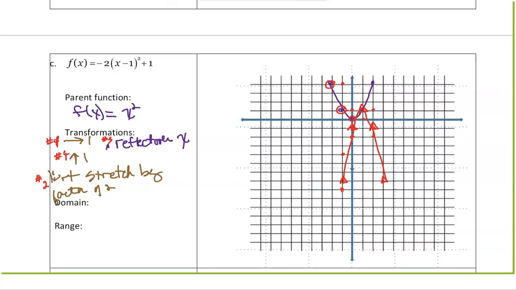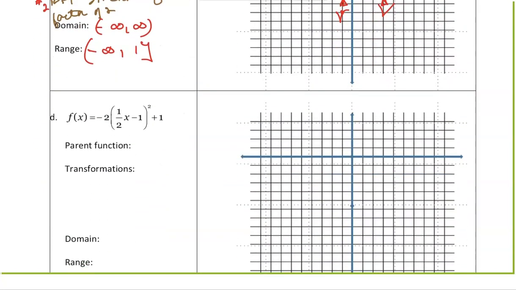Okay, so what do I know about that curve? Domain and range. Domain is still going to be -infinity to +infinity. Range is going to be -infinity. Remember, probably a good idea to put the arrowheads all the way up to a value of 1. And that's done. Okay, so then let's look at the next one.